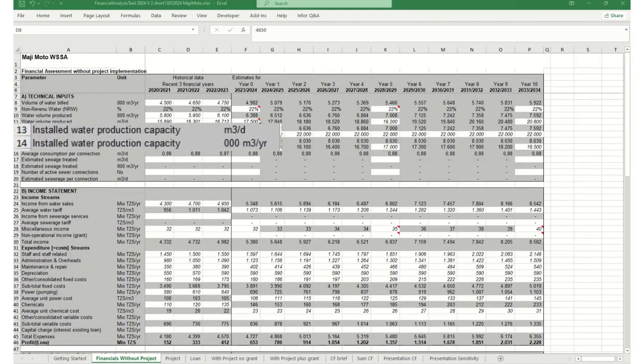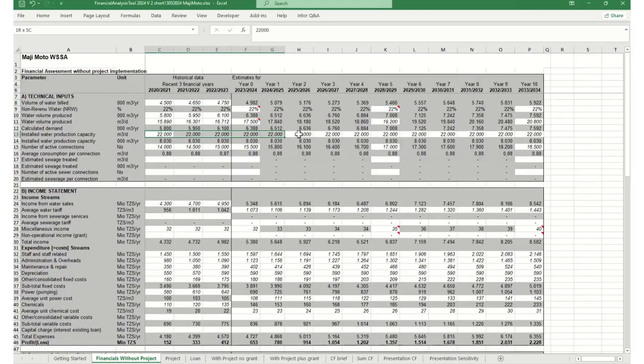The installed water production capacity presents the maximum amount of water which is produced and can be inserted into the system. The volume only changes if the utility invests in additional production capacity, i.e., an additional borehole. Make sure the figure is coherent and is not exceeded by the volume of water billed.